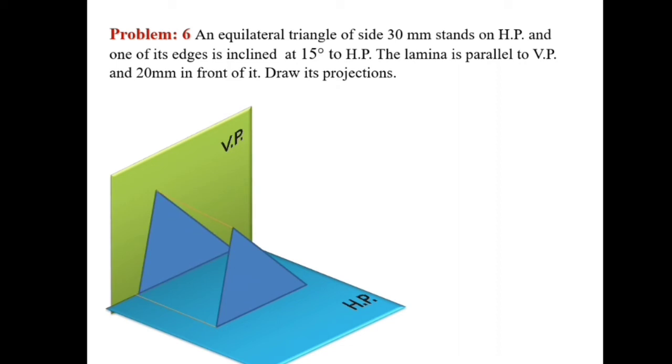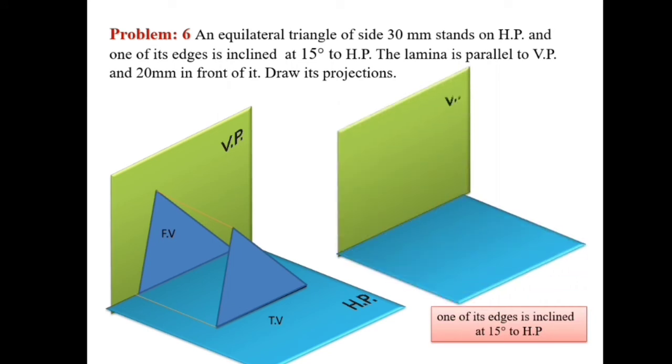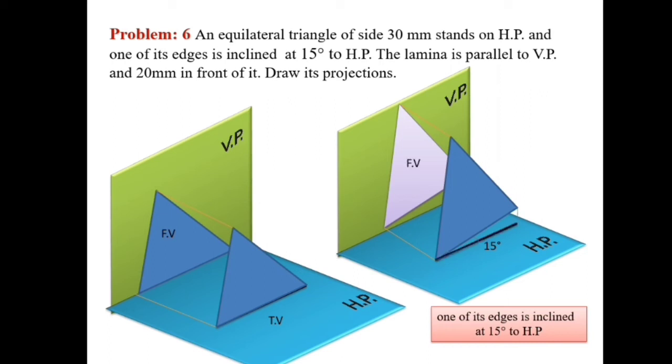So when you are watching from the front view, you will get the true shape of this, and when you are watching from the top view, you will get a straight line. And next, you know that one of the edges is inclined 50 degree to HP. So you see that figure, and one of the edges, so that means totally 3 edges are there in the equilateral triangle. One of the edges has an inclination to the HP plane. So this is the position now. So when you are watching from the front view, you will get the true shape like this. And this diagram we are going to draw it now, and when you are watching from the top view, you will get a straight line.